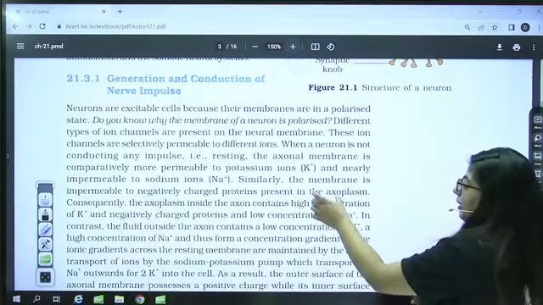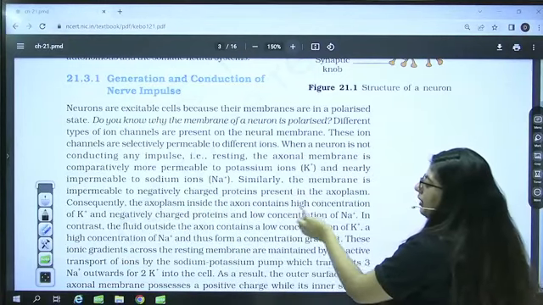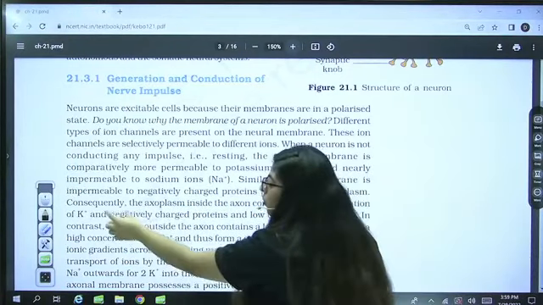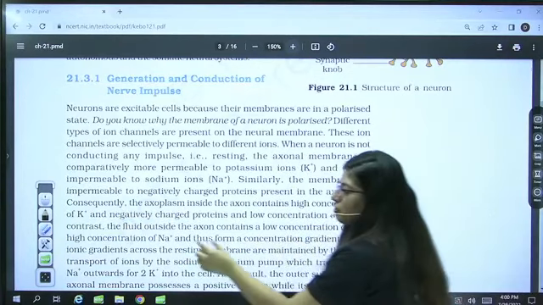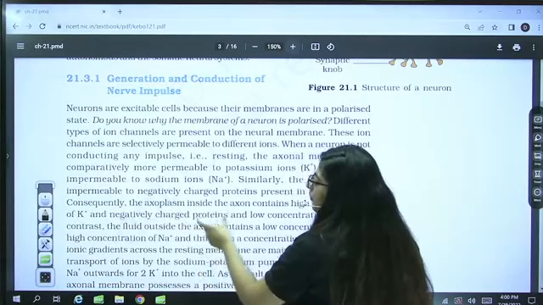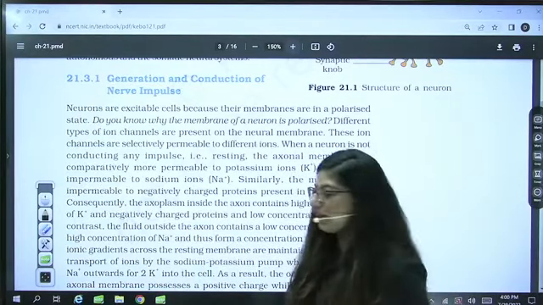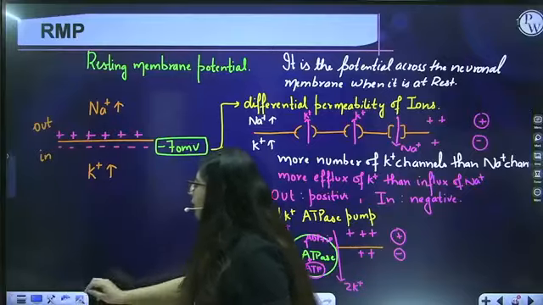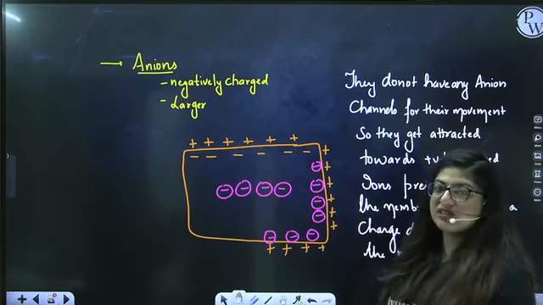Then similarly, the membrane is impermeable to negatively charged proteins present in the exoplasm. Consequently, the exoplasm inside the axon contains a high concentration of potassium ions and negatively charged proteins, and a low concentration of sodium ions. So we say that the anions, what are these anions? They are basically present in the form of proteins.